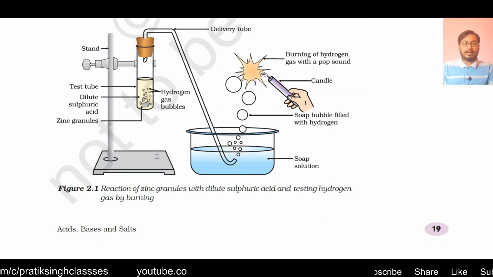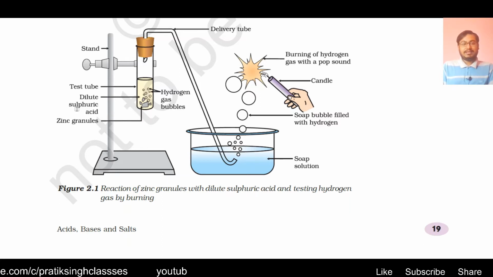As given here, this is just an iron stand, where in the clamp one test tube is fixed, which is fitted with a cork. From this cork a delivery tube goes to a beaker which is filled with soap solution, and here some gas comes out, which bursts when it is burned. And in this test tube there is some dilute sulfuric acid and zinc granules.